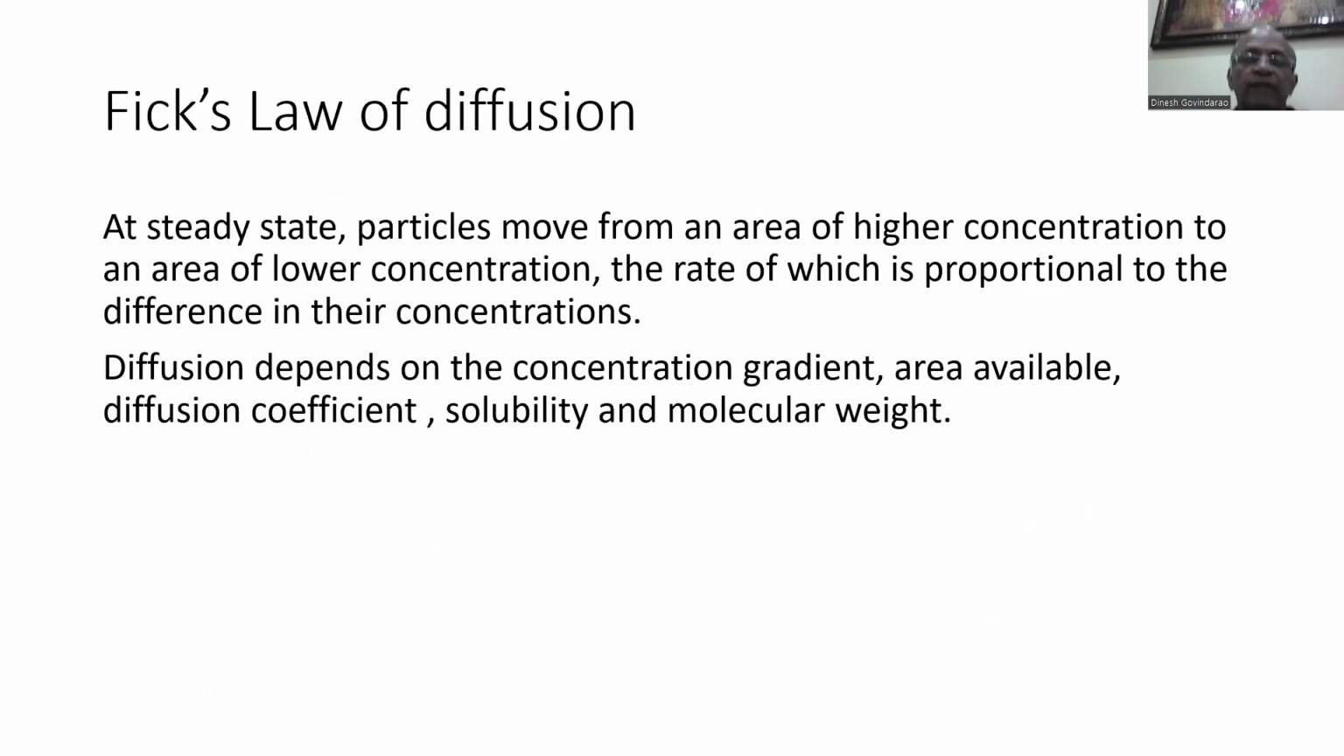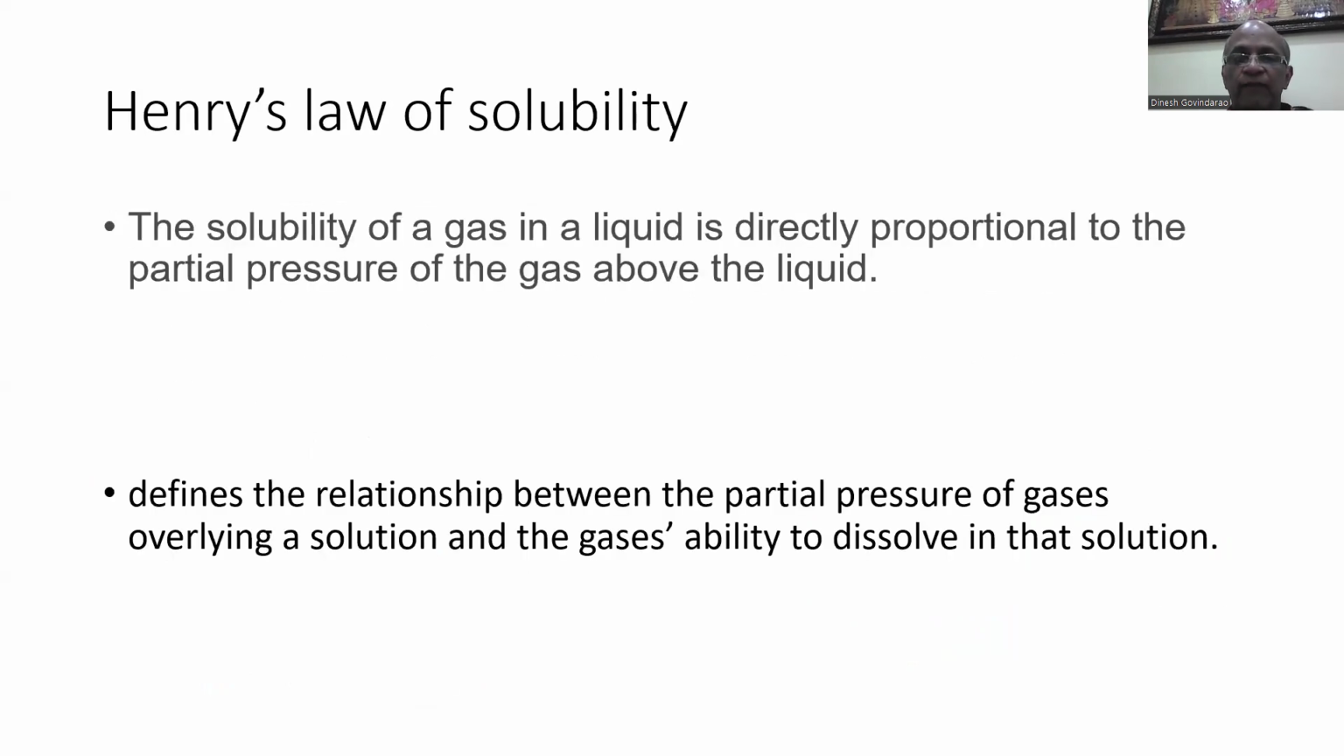Fick's law of diffusion governs this diffusion. The particles move from an area of higher concentration to an area of lower concentration at a rate proportional to the difference in their concentrations at steady state. So, the area available, the diffusion coefficient, solubility, molecular weight, as well as the concentration gradient play a part in diffusion of gases from the alveoli to the blood and from the blood to the alveoli.